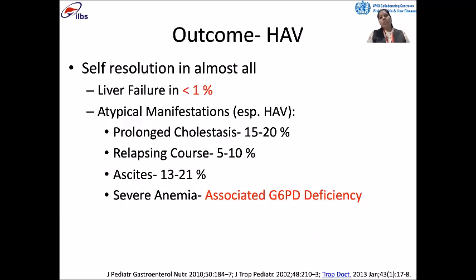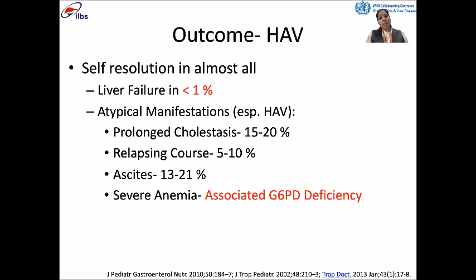Next, what is the outcome of hepatitis A virus? In most cases, around 99% of all cases, it is self-resolving, where even without any treatment the child may get cured. 99% of the children will get cured by themselves.